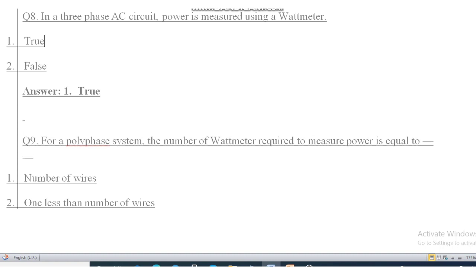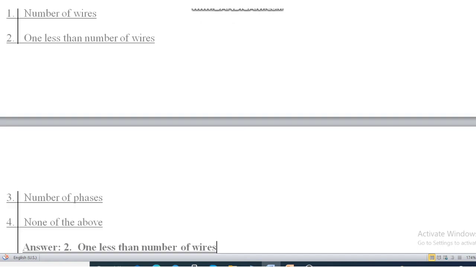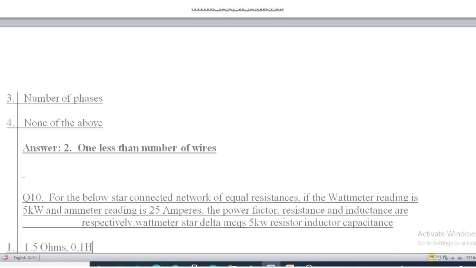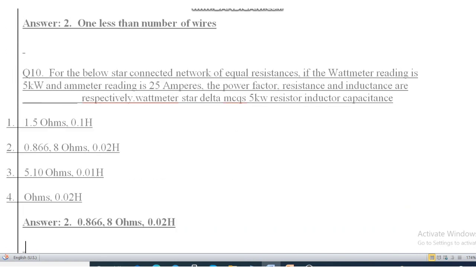For a polyphase system, the number of wattmeters required to measure power is equal to what? It is equal to 1 less than the number of wires. That means second option is the correct answer.